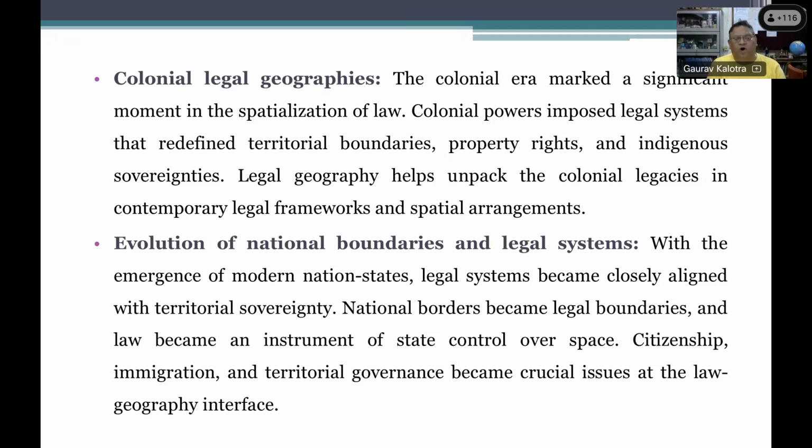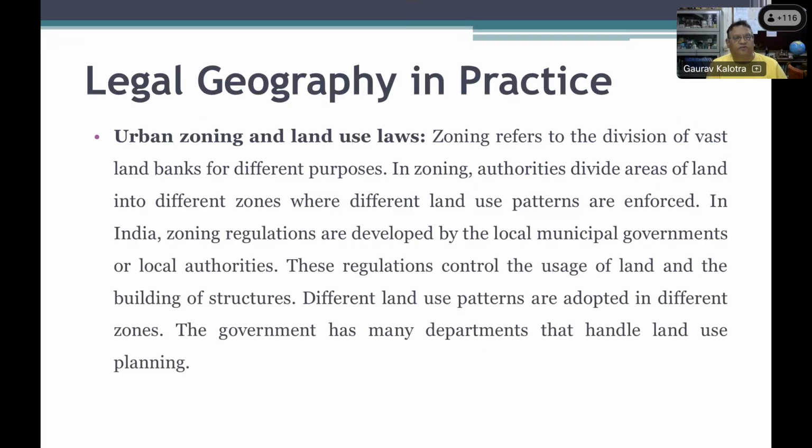With the emergence of modern nation states, legal systems became closely aligned with territorial sovereignty. National borders became legal boundaries, and law became an instrument of state control over space. Citizenship, immigration, and territorial governance became crucial issues at the law geography interface. Then legal geography in practice: urban zoning and land use laws.